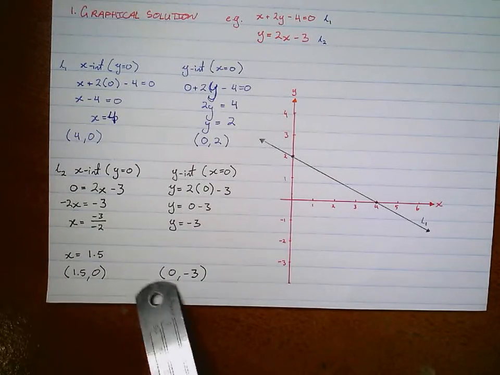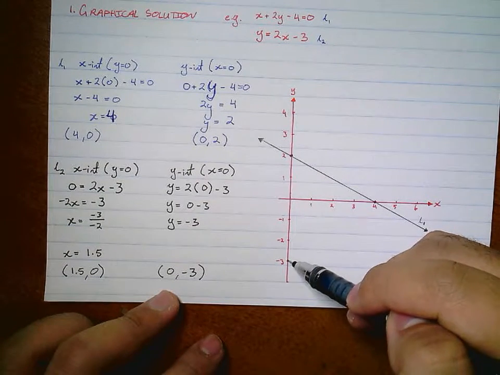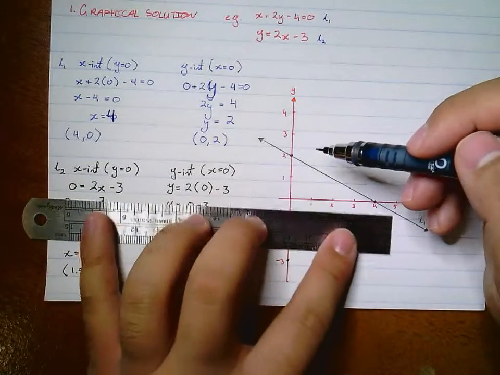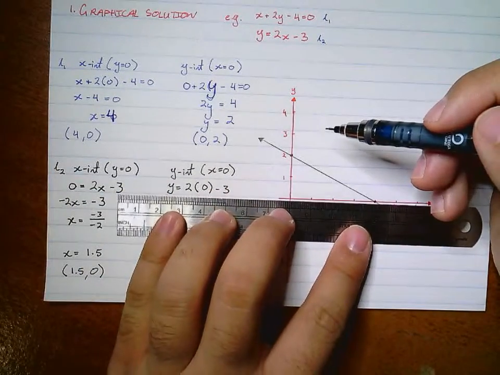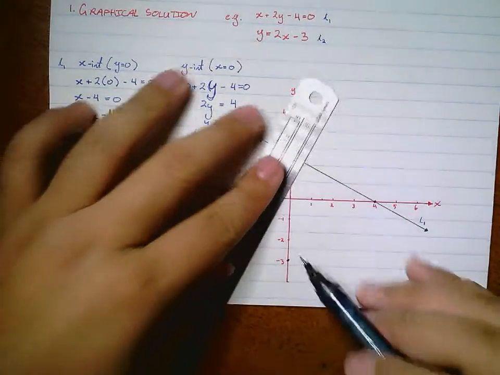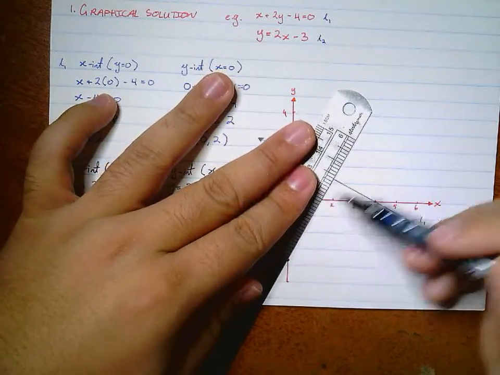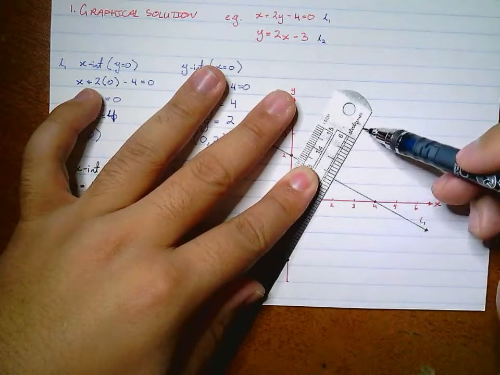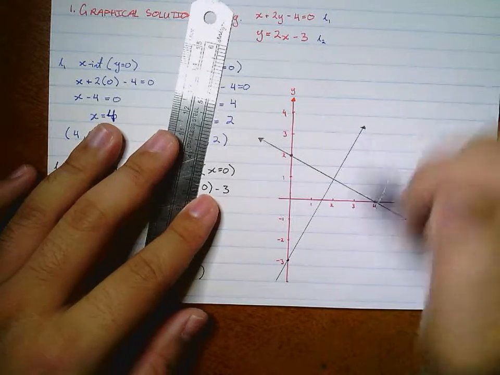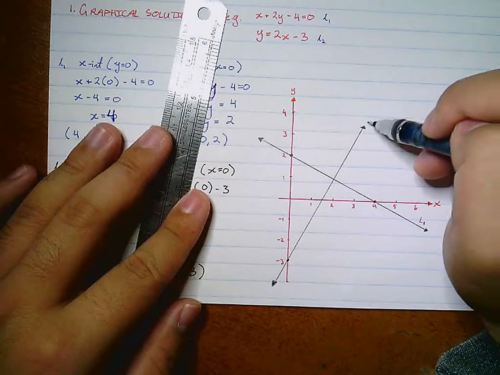Using these 2 points, we'll begin with this one, 0, negative 3, and 1.5, 0. So let's get this as exact as we possibly can. That's about 1 centimeter, so there it is there. Connecting these 2 points, there we are, and that there is our line 2.